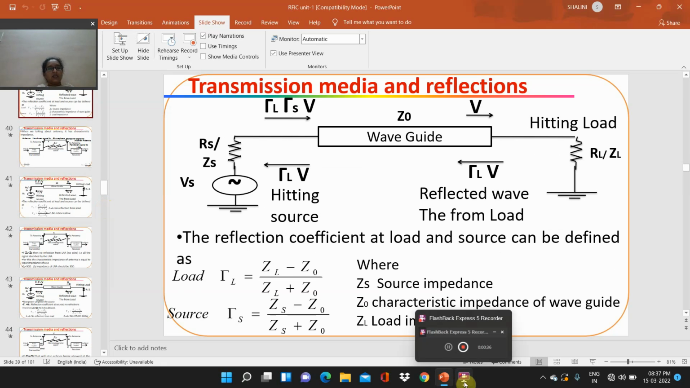The reflections go on happening, and the wave reflected from the load hits the source again, and after hitting the source it goes back to the load. So here, Vs, Rs, by Zs.